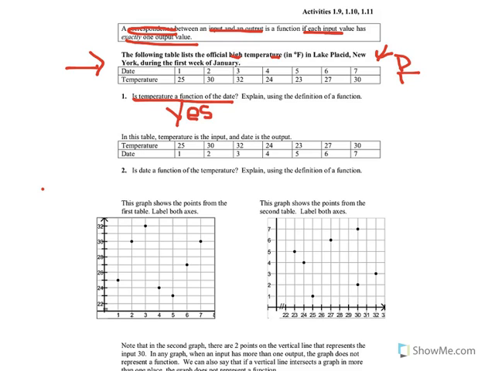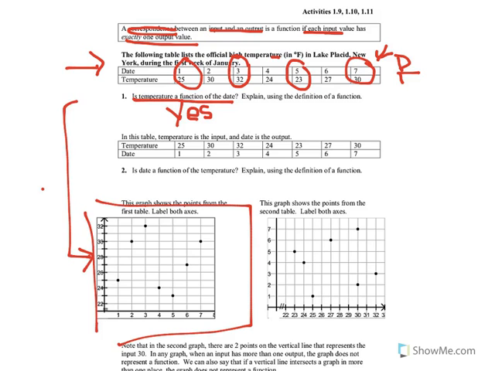And why yes? It's yes because for every input, we see one and only one output. Every date has one temperature. Okay, so I would like you to look at this graph right here at the bottom. This graph corresponds to this table, and these points are these data sets represented in the table.